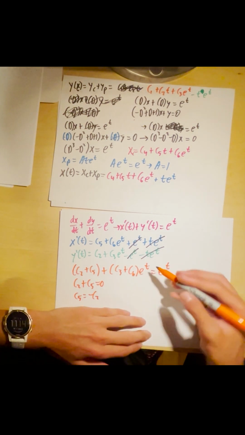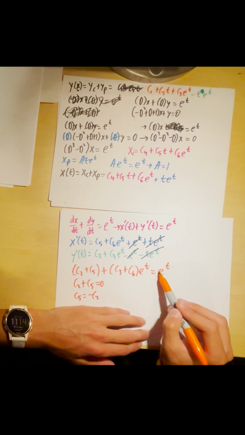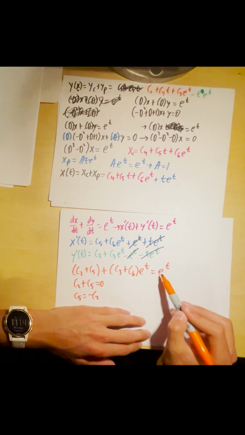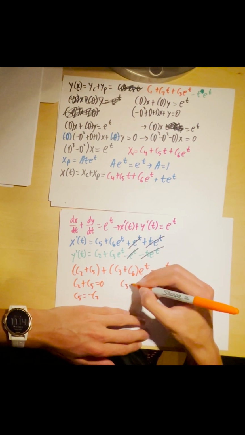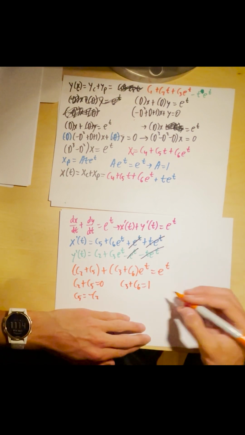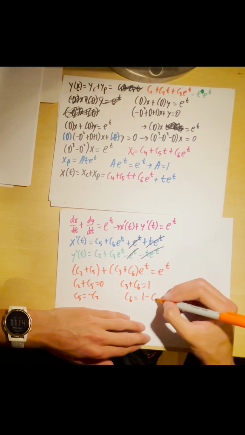But we'll get the other one over here. So C3 plus C6, we know these have to add up to 1 because the coefficient of e to the t on the right side is 1. The coefficient of e to the t on this side is C3 plus C6. So C3 plus C6 equals 1. Again, I'm going to write C6 in terms of C3. So C6 equals 1 minus C3.